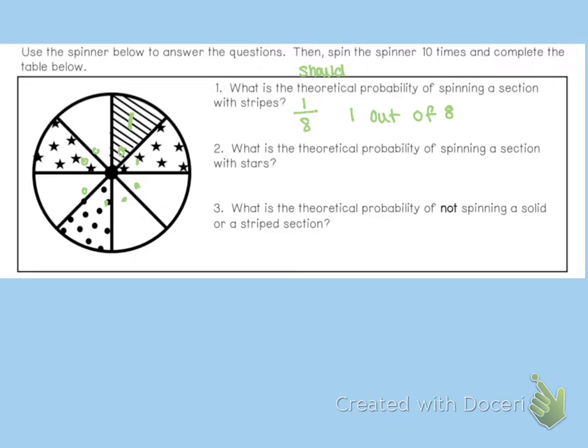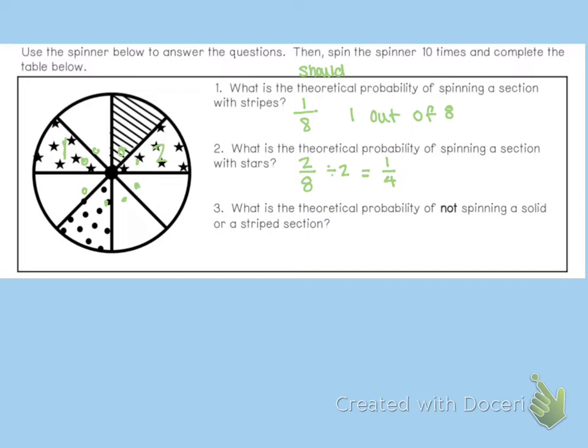And the theoretical probability of spinning a section with stars. So with stars, we have 1. That's not a star. 2. So we have 2 out of 8. And what happens with these ratios? They need to be simplified. So we need to divide the top and bottom by 2. 2 divided by 2 is 1, and 8 divided by 2 is 4. So we have a 1 out of 4 chance.